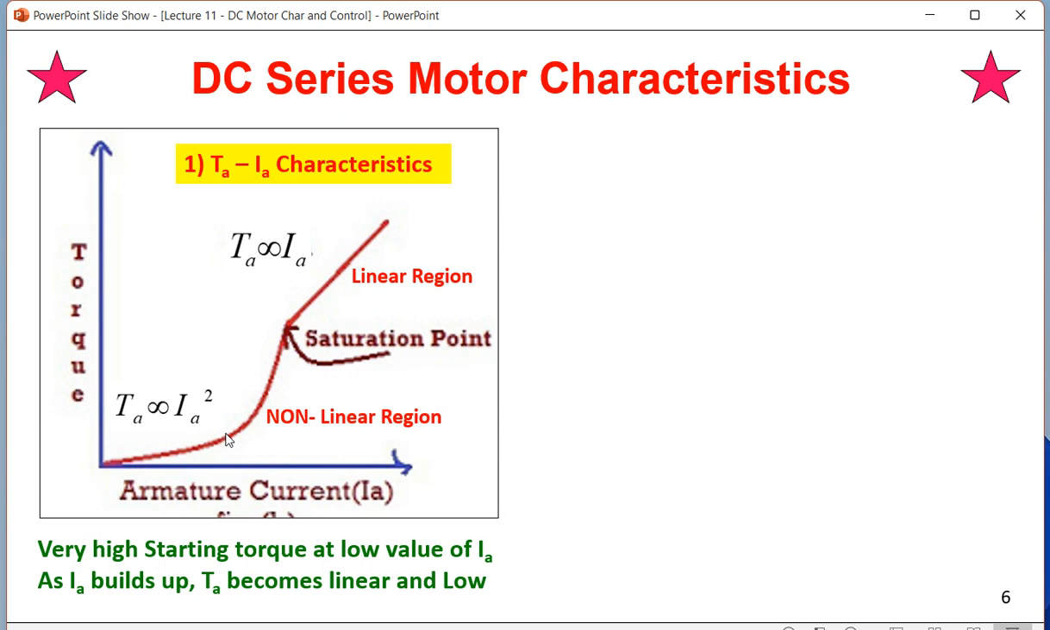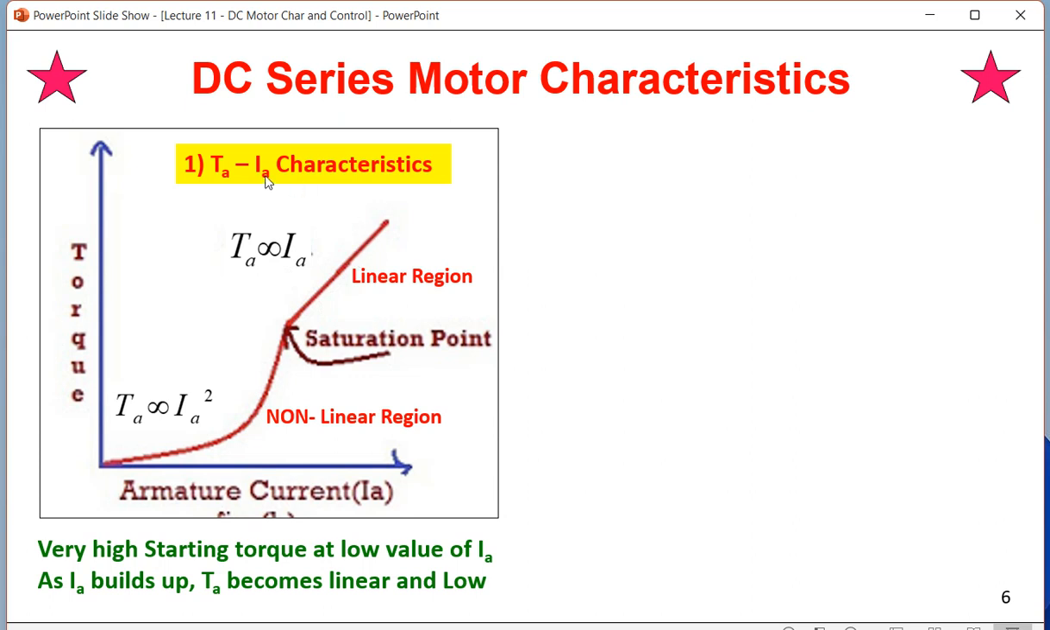But that does not happen forever. At one point phi gets saturated. After that point, even if you try to increase IA very heavily, this is not going to increase TA very heavily, because after this point phi becomes constant. So in that case, TA becomes proportional to IA. So this is equal to y equals mx. This part is the linear region.